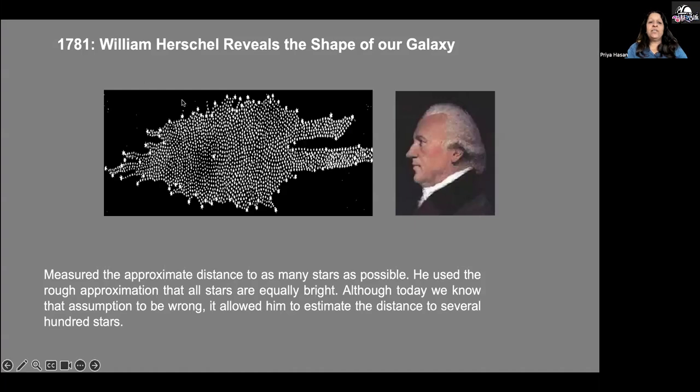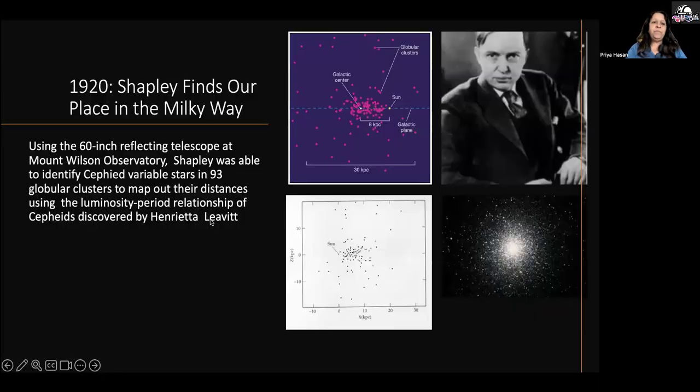What Herschel basically did was assume that all stars have equal brightness. So if a star is faint, it's basically further away from us. And therefore he made a picture of the universe based on this assumption. And then Shapley actually used observations of globular clusters, and there were various methods by which we could find the distance to globular clusters.